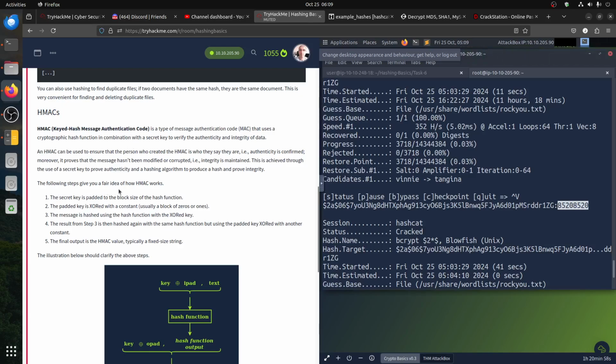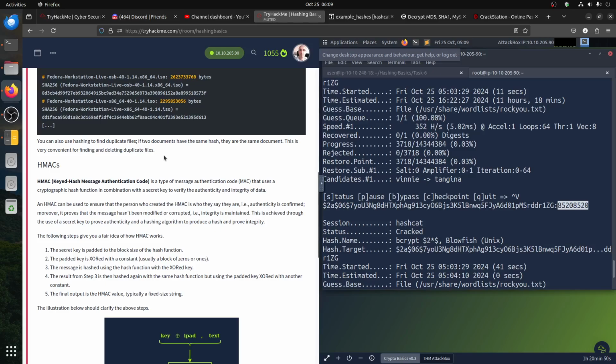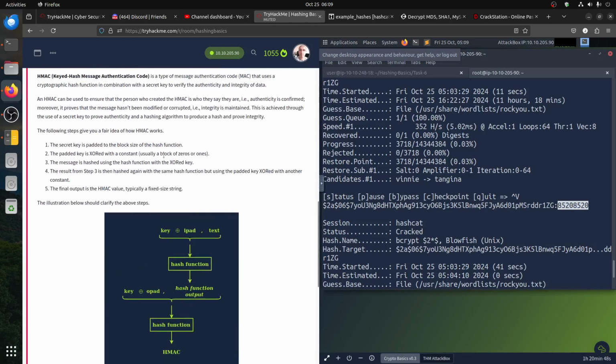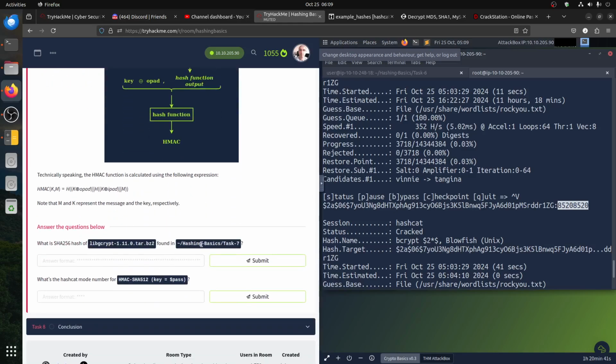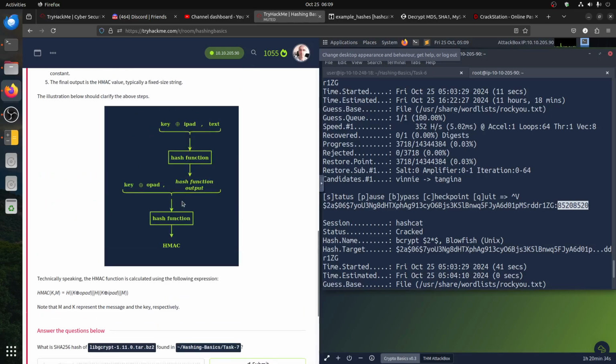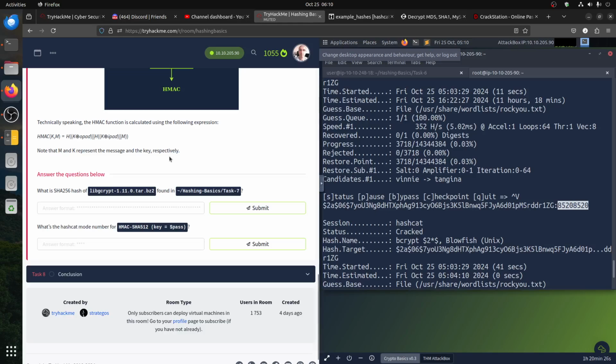The following step gives you a fair idea of HMAC, keyed-hash message authentication code. This is usually used for something like email signatures. The idea is just to understand it, not really technically speaking. The HMAC function is calculated using the following. As I said, because it's an entry-level beginner part, you don't need to go deeper into how things work. Just understand they exist, how they work, and that's it. Don't spend too much on it.